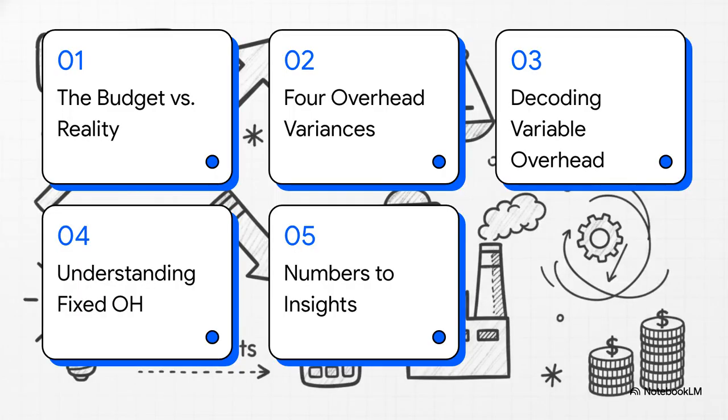So here's our game plan. First, we'll establish the basic facts, what we're even talking about. Then we're going to meet our four main suspects, the variances themselves. We'll interrogate them one by one, and finally, we'll bring all the clues together to officially crack this case.